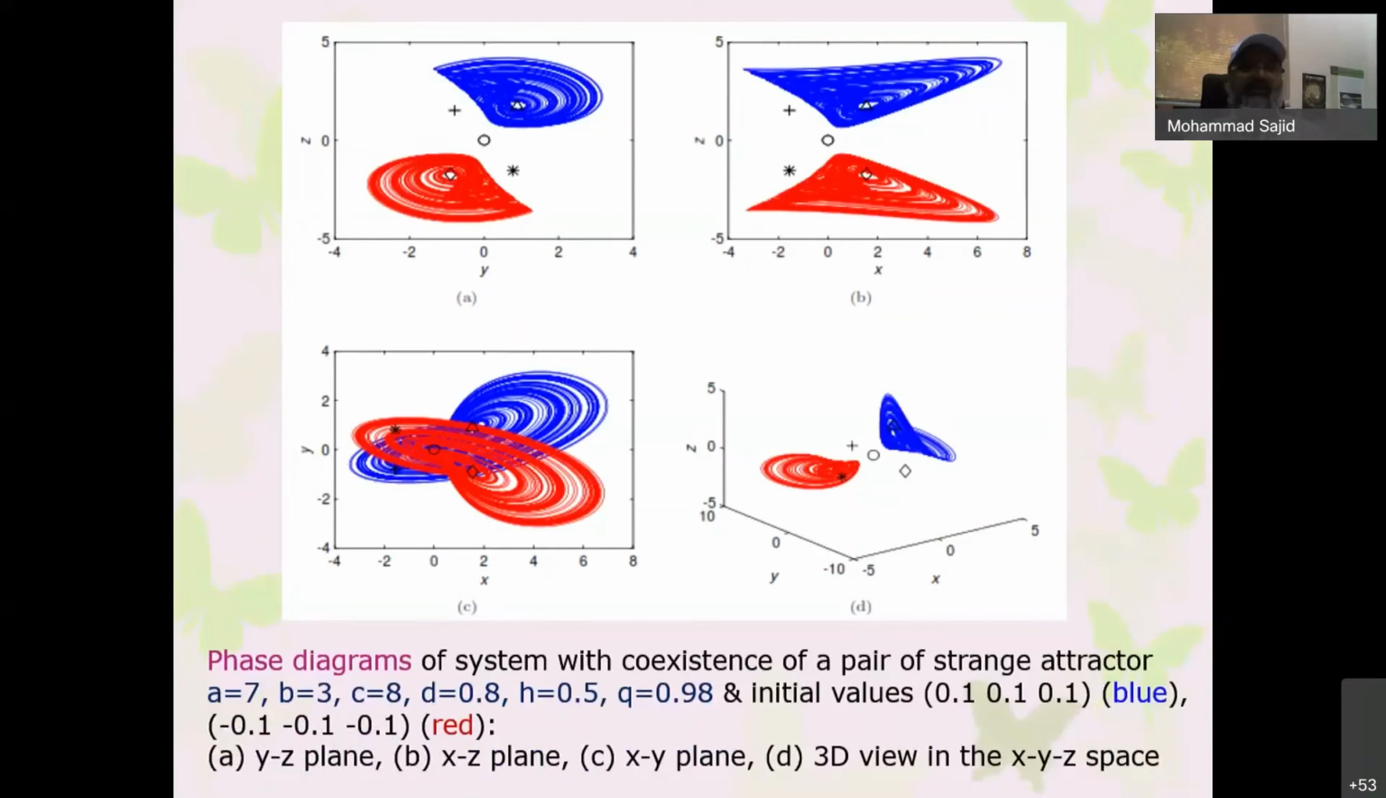We can compute a bifurcation diagram for different parameters, and we study the Lyapunov exponent, and we can find the trajectories, other trajectories, to show that there is a chaotic situation inside. So for A equal to 7, B equal to 3, q equal to 0.9, C equal to 15, we have this type of chaotic attractor. C equal to 25, we have this kind of chaotic attractor.